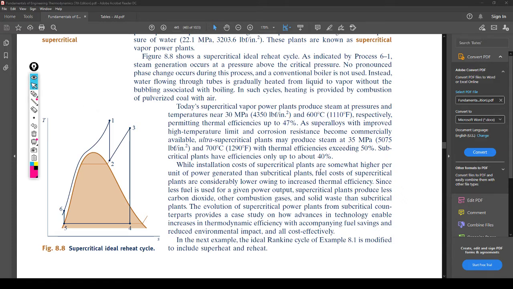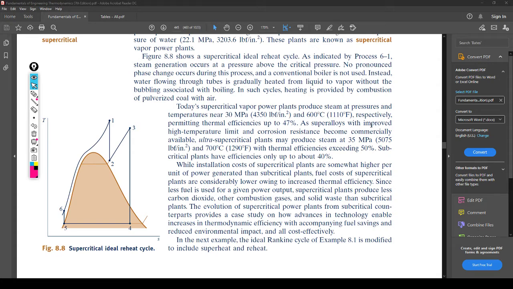It says, no pronounced phase change occurs during this process, and a conventional boiler is not used. Instead, water flowing through tubes is gradually heated from liquid to vapor without the bubbling associated with boiling. In such cycles, heating is provided by combustion of pulverized coal with air. It says today's supercritical vapor power plants produce steam at pressures and temperatures of 30 megapascals, that's a lot, and 600 Celsius, 1110 Fahrenheit, permitting thermal efficiencies of up to 47%. As superalloys with improved high temperature limit and corrosion resistance become commercially available, ultra supercritical plants may produce steam at 35 megapascals and 700 C, with thermal efficiencies increasing to 50%.